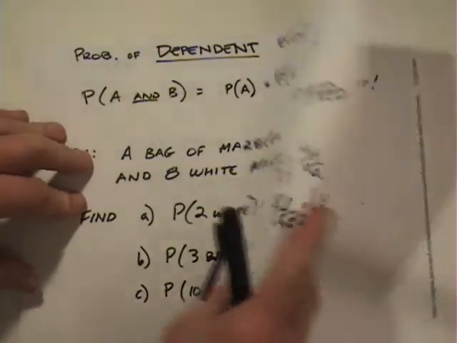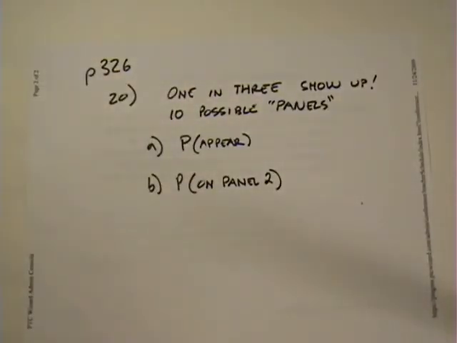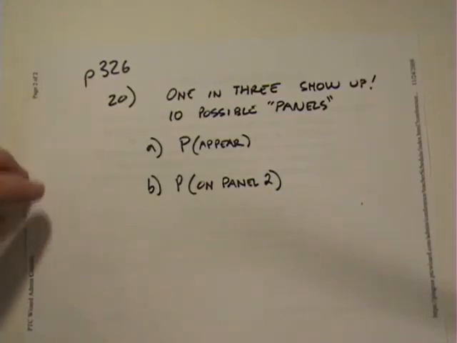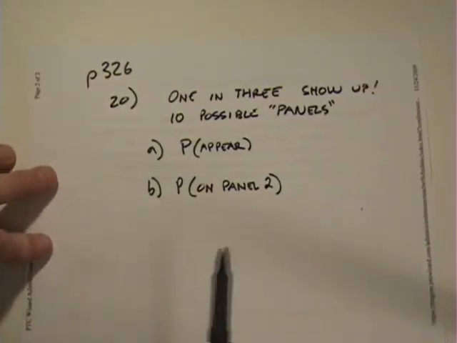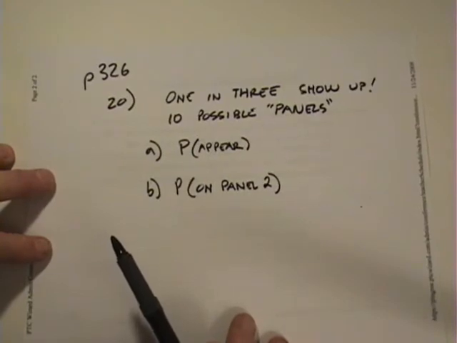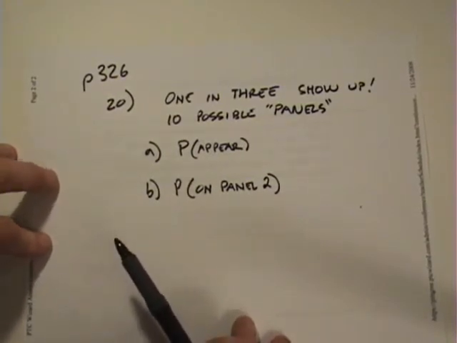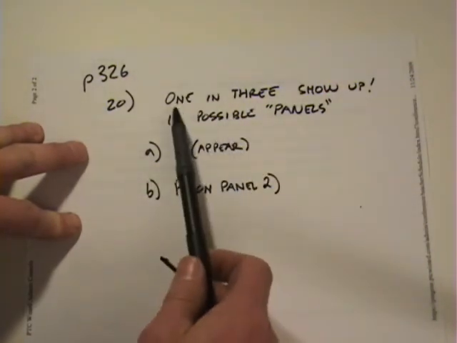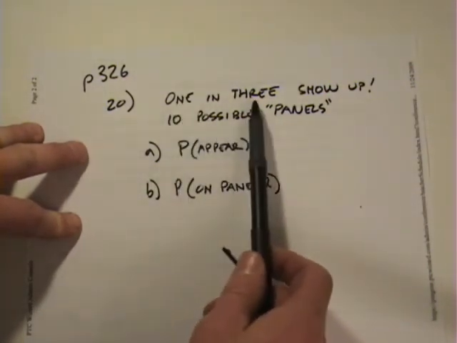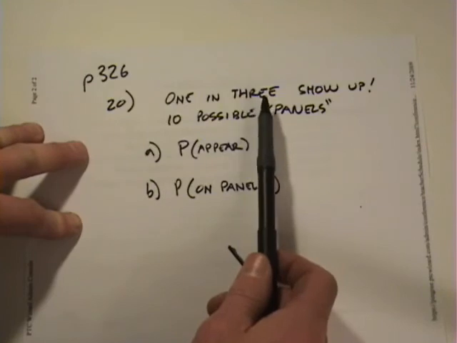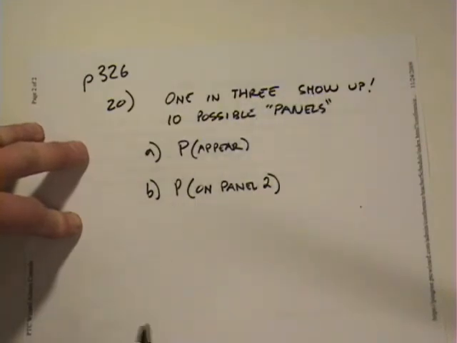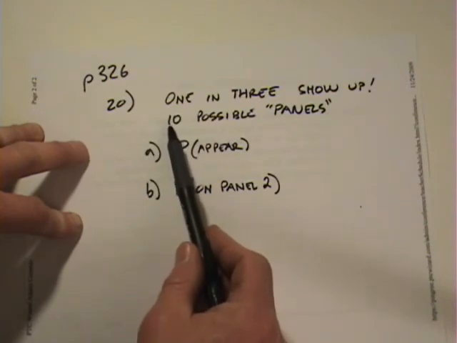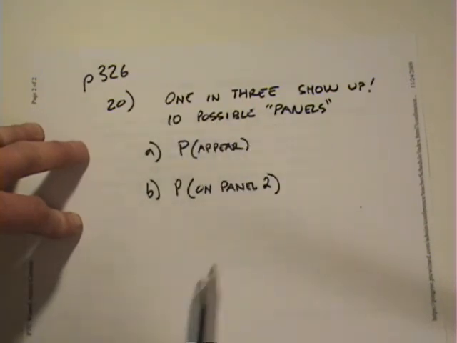Finally, I have one other question. We're going to do problem number 20 on page 326. And it says, based on Massachusetts, and you can ask your parents about this, it's pretty true, you get called for jury duty an awful lot in this state. And apparently statistics show that 1 in 3 people in Massachusetts, when they're called up for jury duty, they actually show up at the courthouse. Okay? And when they show up, they could be put into one of 10 possible panels.